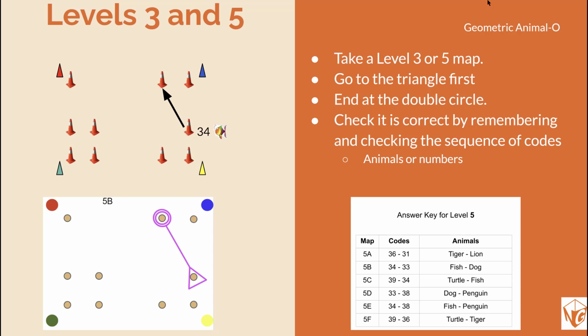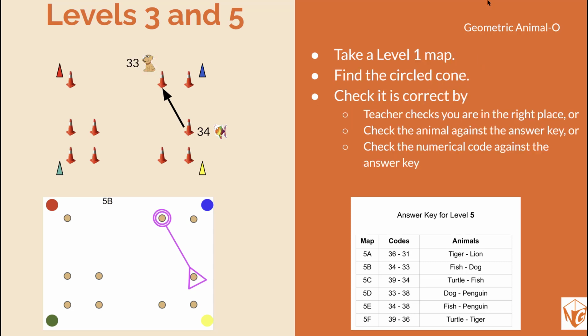Move on to levels 3 and 5. Those maps have 2 checkpoints shown on them. The first one that they go to is the triangle, and the last one that they go to is the double circle. And they should check that it's correct by remembering the sequence of numbers or animals and then going to your answer key and checking it.